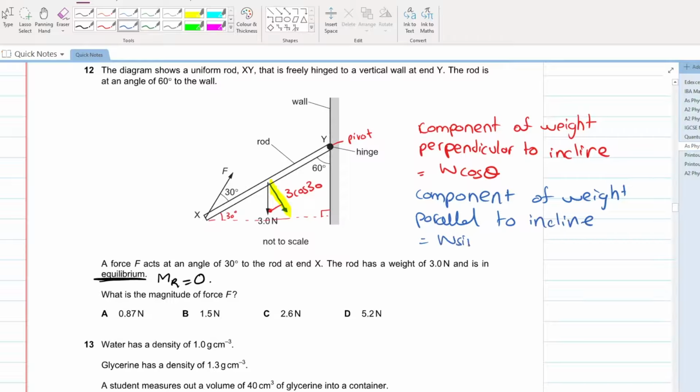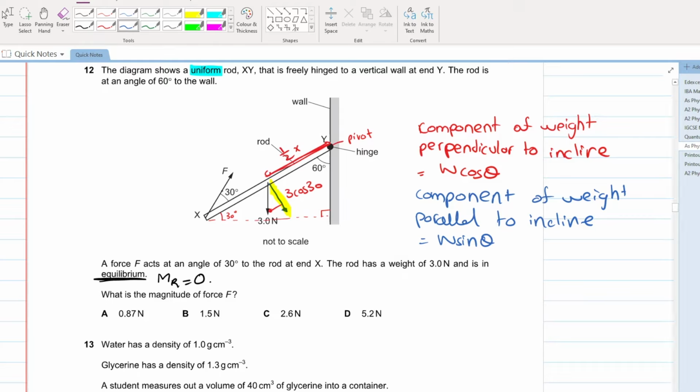W sine theta. So here your component of weight that is perpendicular to the incline is W cosine theta. We have written this. Now if you realize there is one more thing. This is a uniform rod. That means this weight will be acting exactly in the middle. This distance will be what? Half x. This distance will be what? Half x. Take care. Now, can you resolve force F as well?